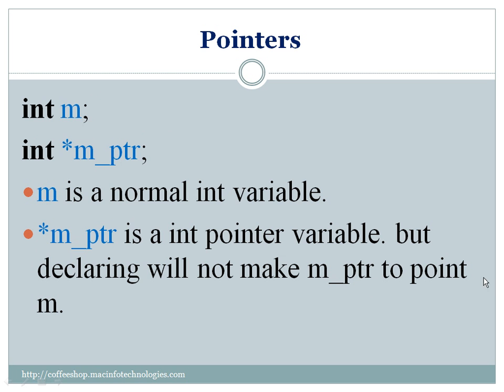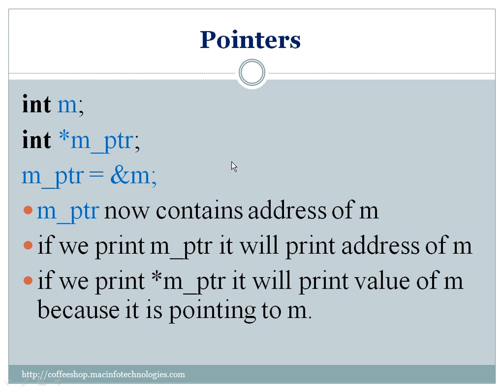But declaring will not make m_pointer point to m. Even though we have declared m_pointer, it will not point to m. To make m_pointer point to m, we have to assign the address of m to the m_ptr variable. If we say m_ptr is equal to &m, m_ptr now contains the address of m. So if we print m_ptr, it will print the address of m, because we have saved the address of m in m_ptr.